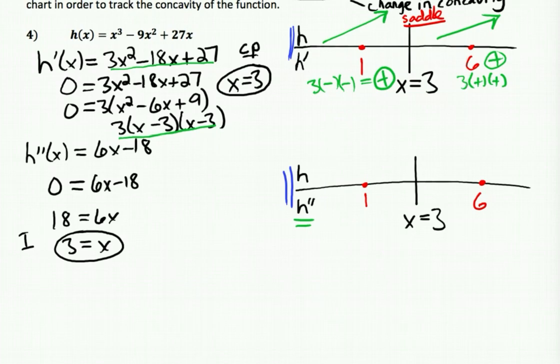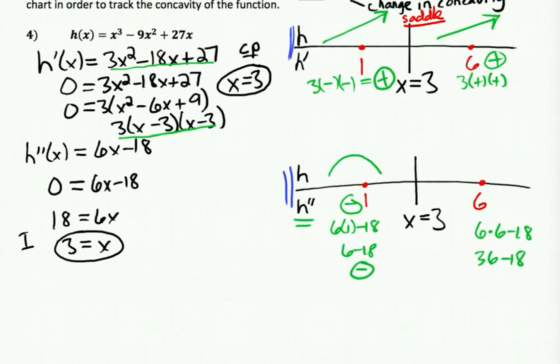So when I plug 1 into the second derivative, I'm going to get 6 times 1 minus 18, which of course is 6 minus 18, which is negative. So this is negative. So that means h is concave down. When I plug in 6, I'm going to get 6 times 6 minus 18, which is 36 minus 18, which is going to be positive, which means it's concave up.